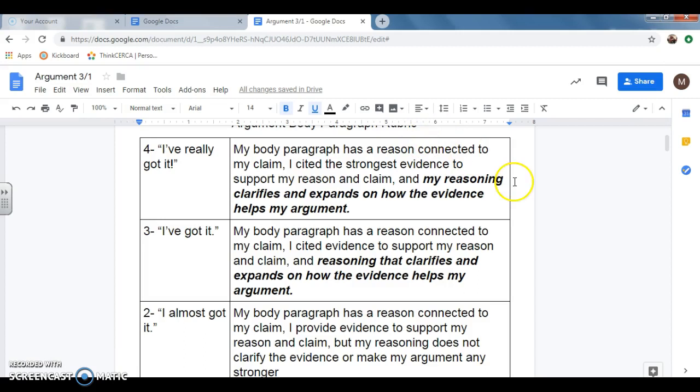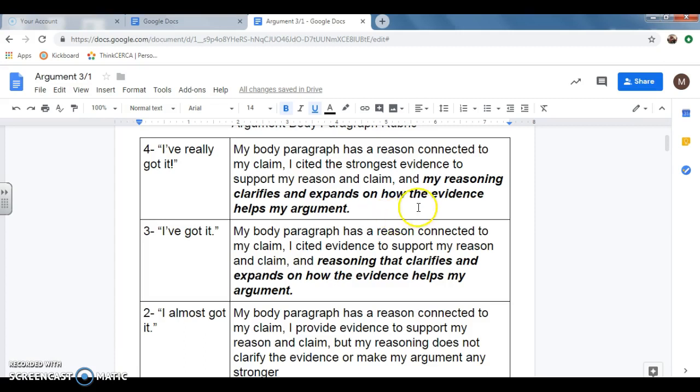Okay, your body paragraph, we're still on writing body paragraphs, so your body paragraph obviously starts with your reason that's connected to your claim. You're citing evidence, and we should be doing that pretty easily. Evidence that actually is connected to your claim and reason and supports it. But then the reasoning is the hardest part. And part of the reason it's hard is because it's in your own words.